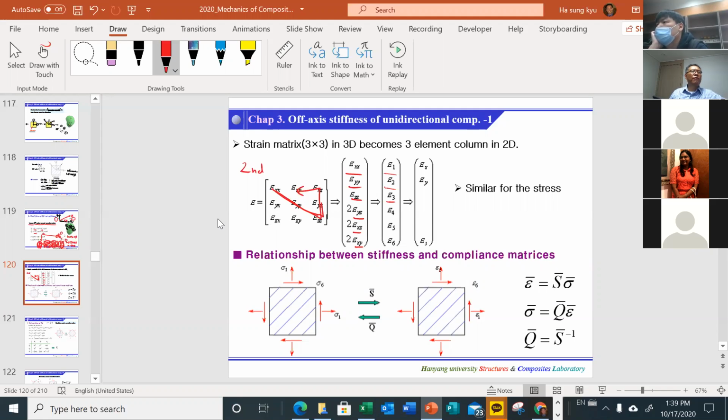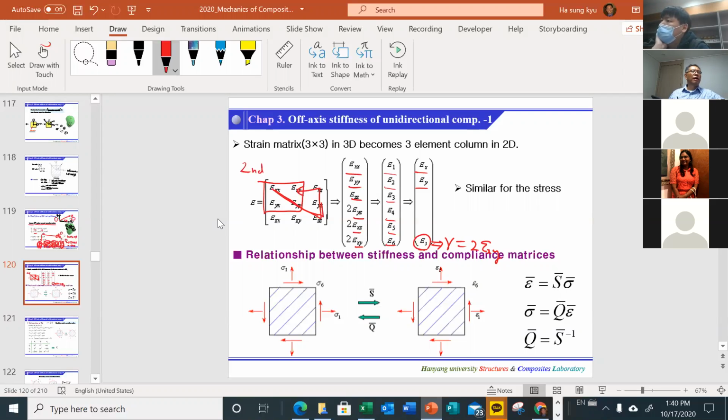So 1, 2, 3, 4, 5, and 6. And epsilon x, epsilon y, and epsilon s, because it is two-dimensional, we use only the first, second, and sixth components. And be careful about the definition of this. This is the tensor strain, and this is the engineering strain, sometimes called gamma, which is twice the tensor strain.